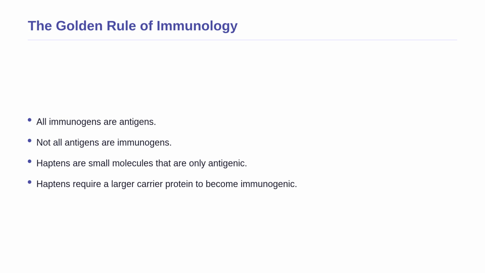This distinction leads us to one of the most important rules in immunology. Because an immunogen can trigger a full response, it will certainly be able to bind to the antibodies produced by that response. Therefore, all immunogens are antigens. However, the reverse is not true. Not all antigens are immunogens.